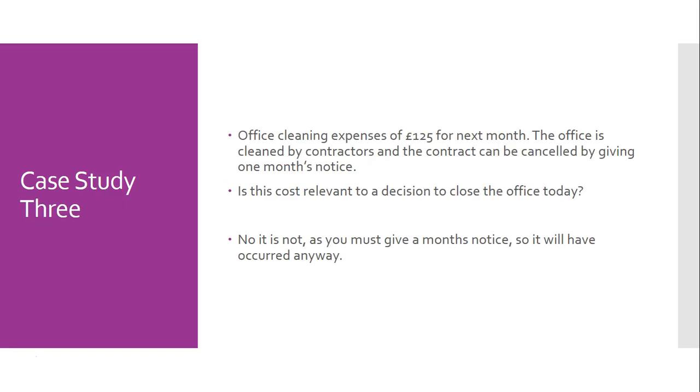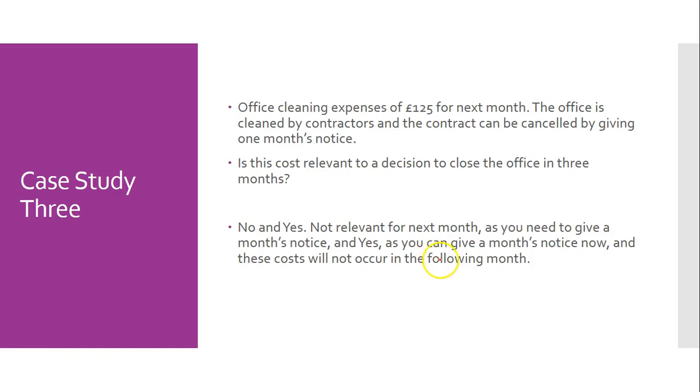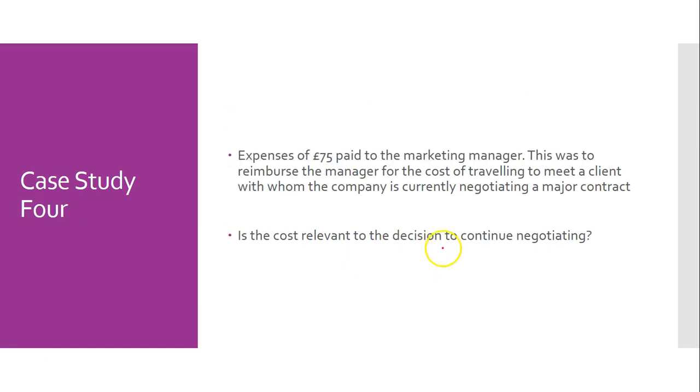You can have these scenarios. This was, I think, the third one we did. So you had this office cleaning for £125 per month. This office is cleaned by contractors, and the contract can only be cancelled by giving 1 month's notice. So if you decide to close the office today, it doesn't matter. You're still going to have to pay this £125 for next month. This is a committed cost. But there's nothing you can do because you must give a month's notice. Fair enough. If your planning was to close in 2 months, then yes, the second month the £125 will become relevant, because if you gave the notice today, you wouldn't have to pay in 2 months for the cleaning of the offices.